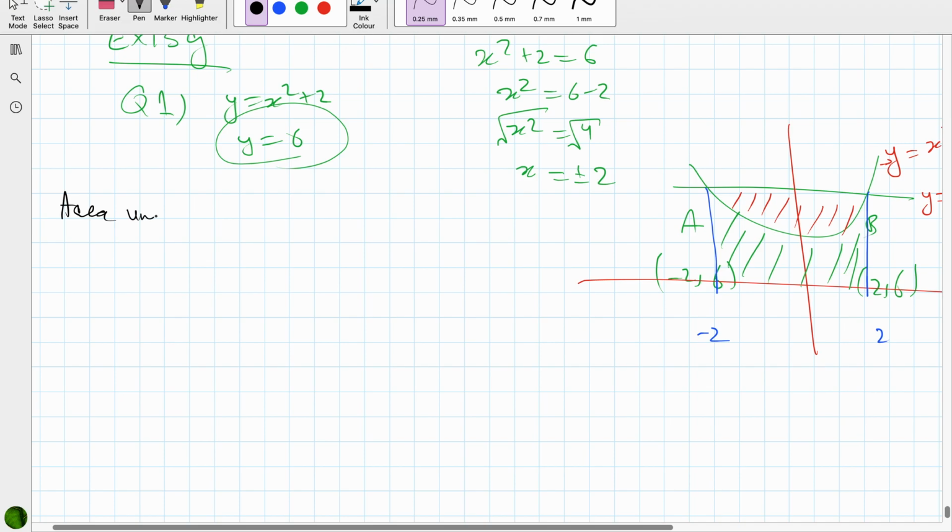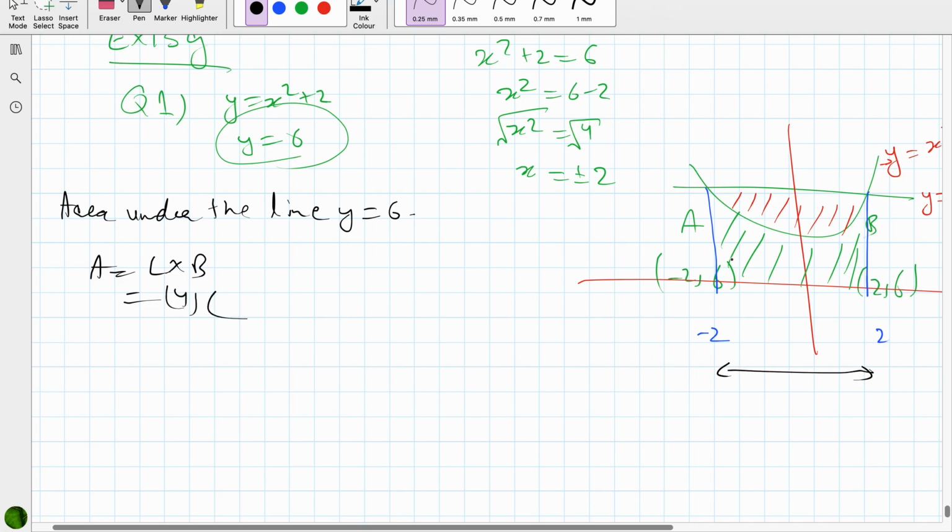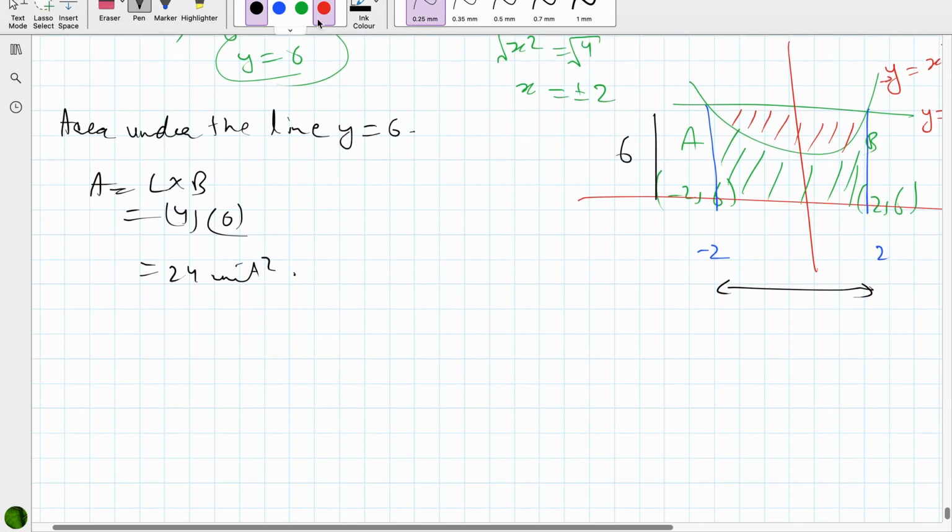So if I consider that as a rectangle, I can say the area under the line y equals 6 is length times breadth, and this is from minus 2 to 2, it is 4, and this height is 6 units, so it is 24 unit squared. Then the area under the curve, area equals the integral of y dx from minus 2 to 2.